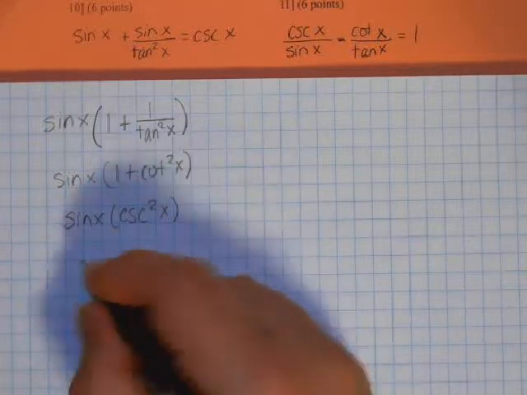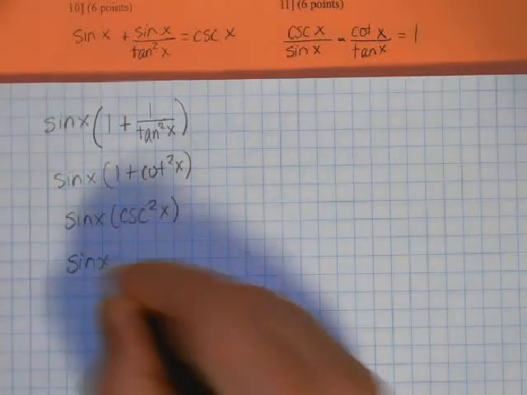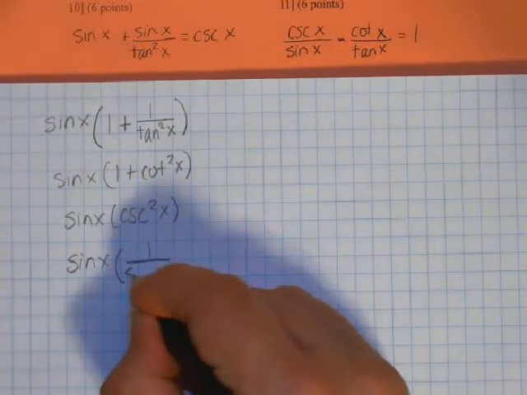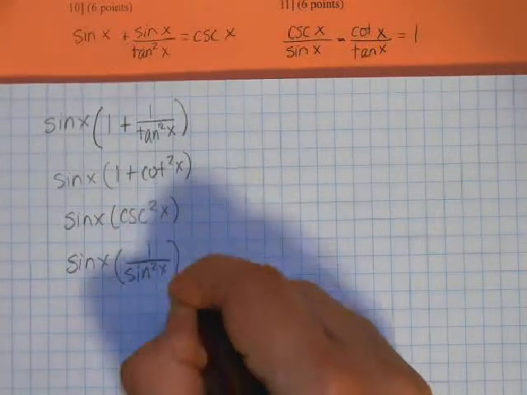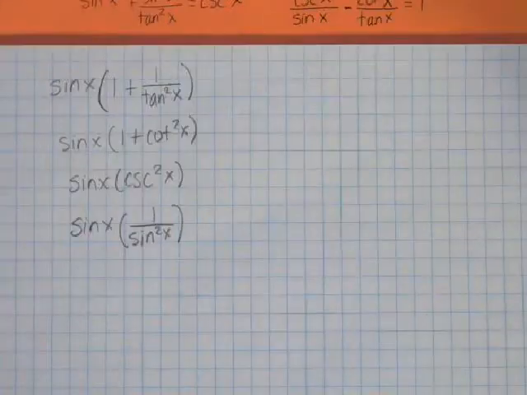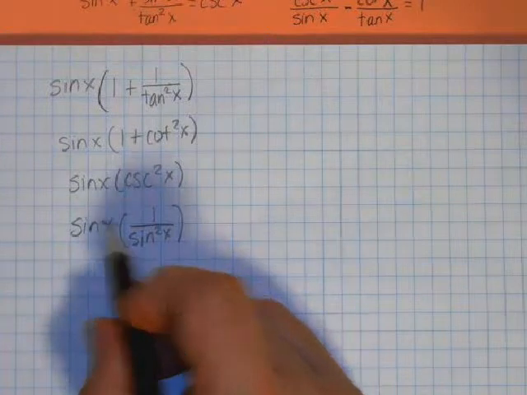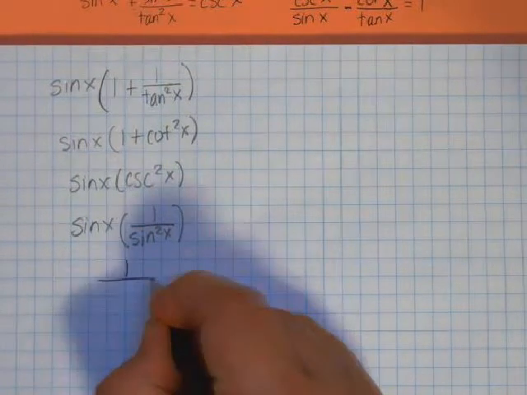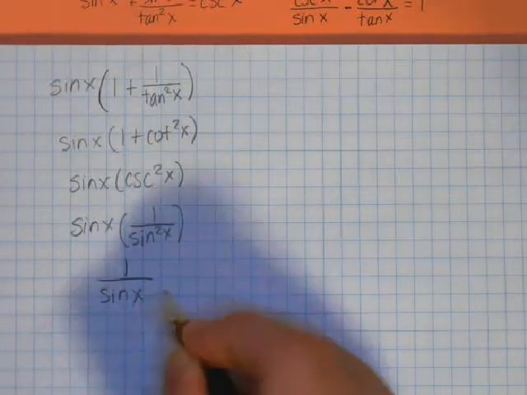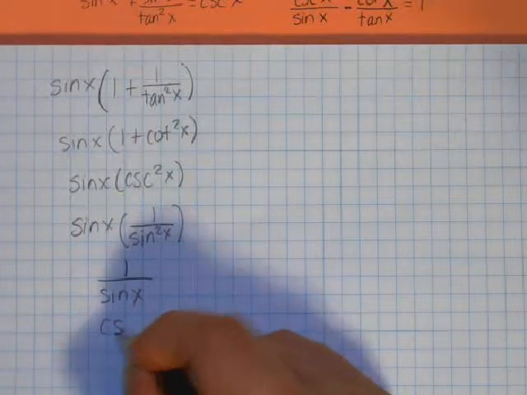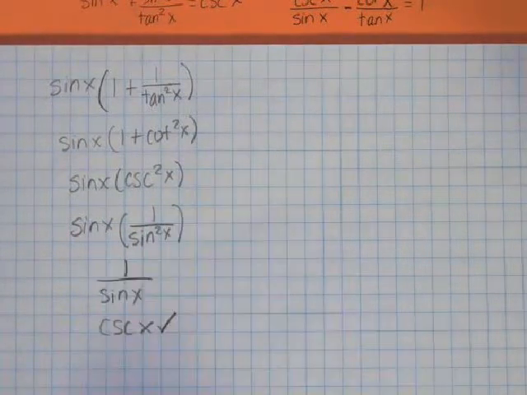And cosecant is 1 over sine, so cosecant squared is 1 over sine squared. A sine on the top cancels out with a sine on the bottom. We get 1 over sine x, which is equal to cosecant x.